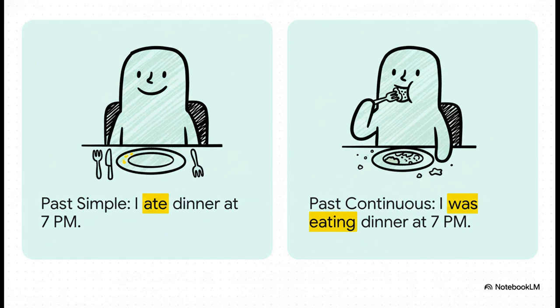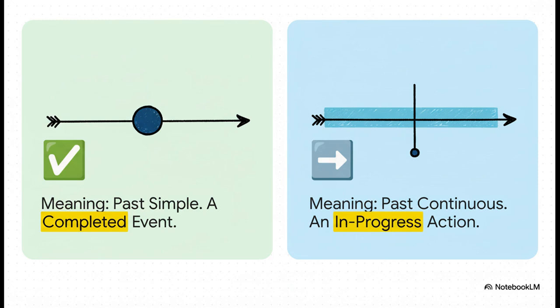But what does that small change actually do to the meaning of the sentence? This right here is the key. I ate dinner means the action is finished. It's over, a completed event. But I was eating dinner means at 7 p.m. you were in the middle of the action. It was still in progress. One is a result, the other is a process.